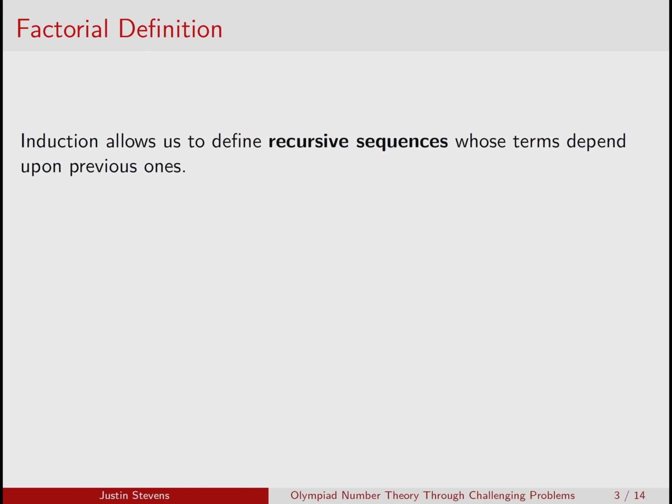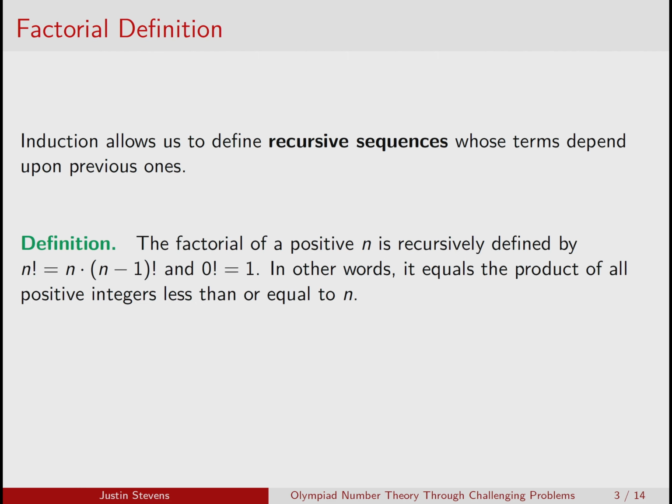So to begin with, in previous videos we looked at induction, and induction allows us to define recursive sequences whose terms depend upon previous ones. So for example, we can define the factorial of a number through the formula n factorial is equal to n times n minus 1 factorial, and also 0 factorial is equal to 1. So in other words, the factorial is equal to the product of all positive integers less than or equal to n. So for example, 6 factorial is 6 times 5 times 4 times 3 times 2 times 1, which is just equal to 720.